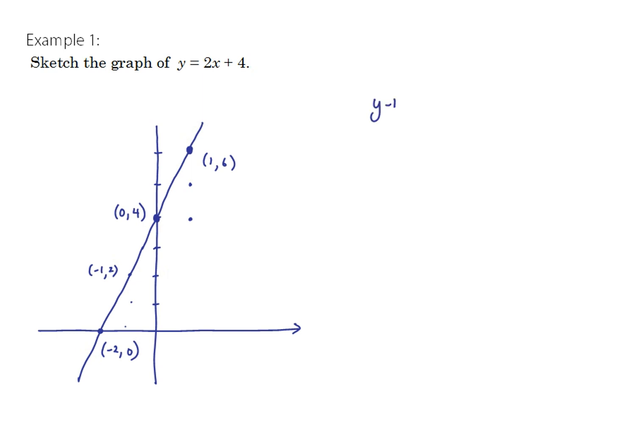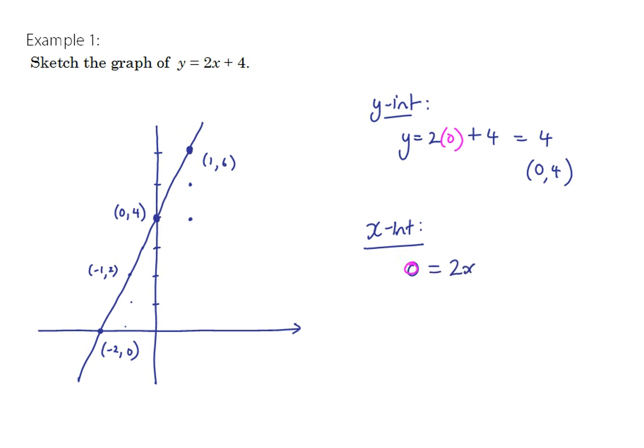So calculate your y-intercept, which we can see immediately in this equation, and that's because when we let x equal 0, y is going to equal 4. And calculating your x-intercept, we let y equal 0. So y is equal to 0, so subtract 4 from both sides and divide both sides by 2. We get our x-intercept. Mark those 2 points and draw your graph.